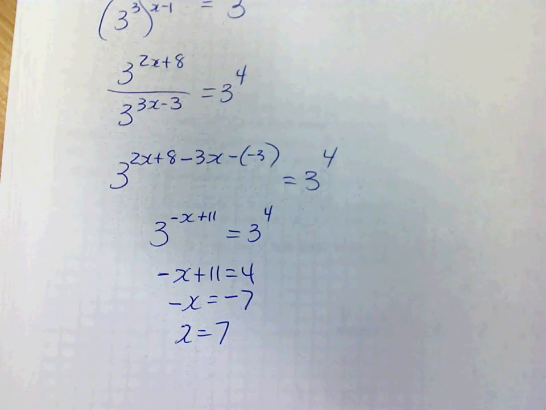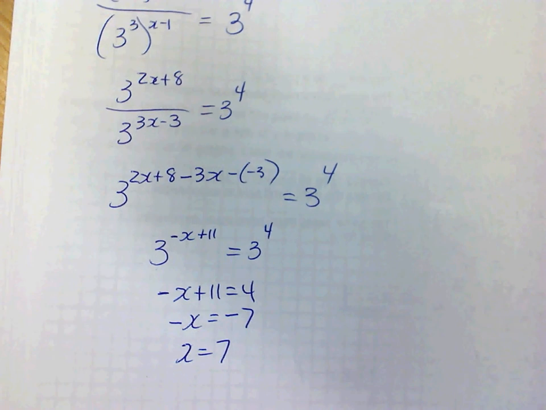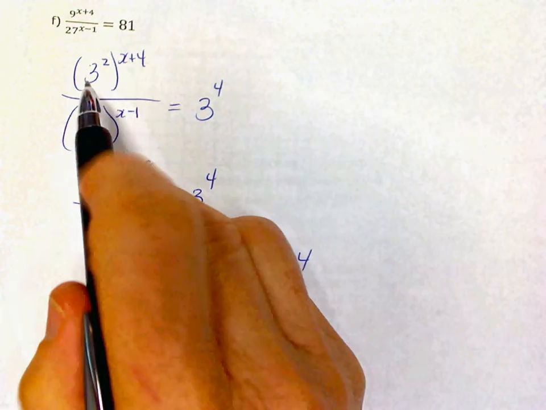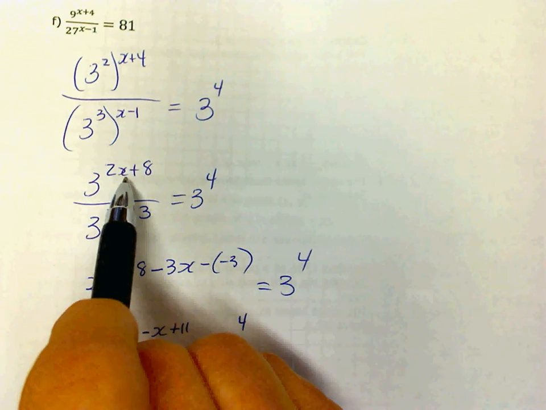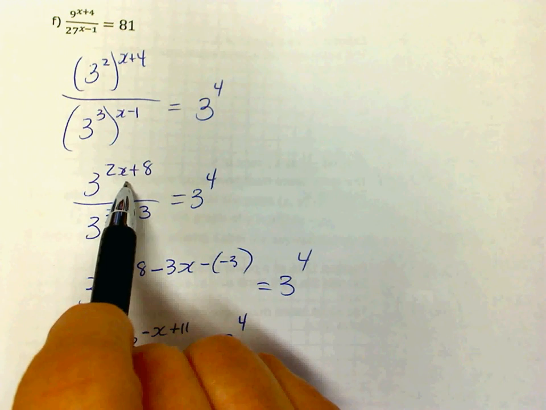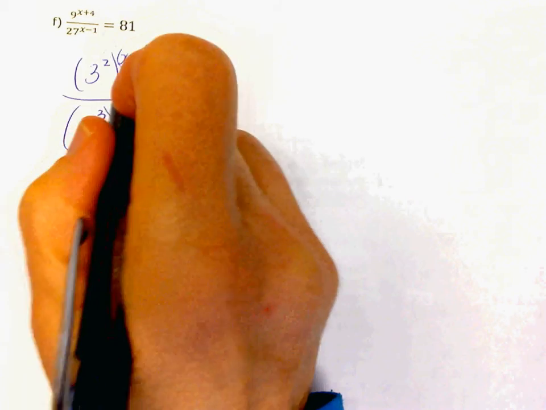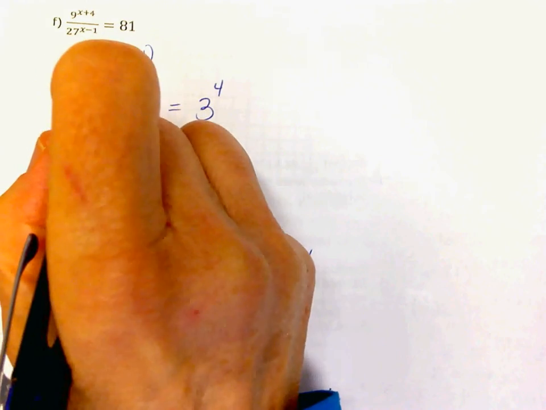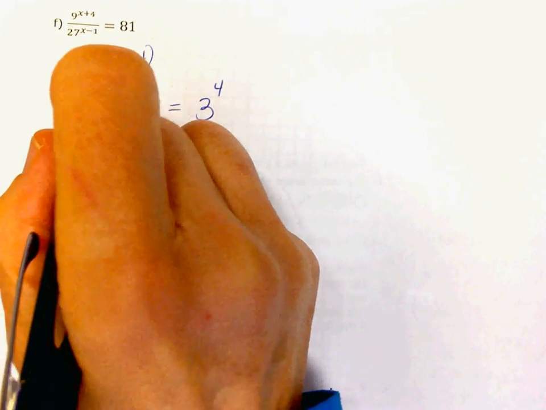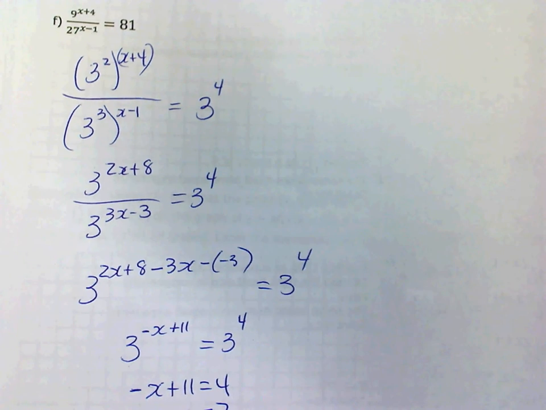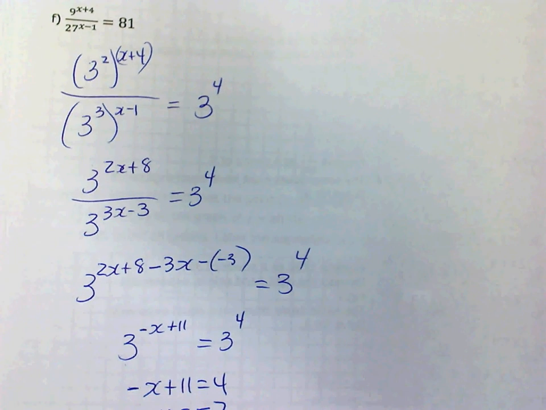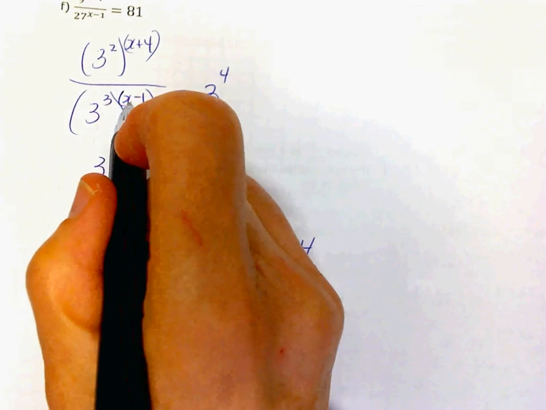Yes. When you had 3 squared to the x plus 4, and then it turned to 3 to the 2x plus 8, is that because you multiplied 4 by 2? Yeah. So in effect, this whole exponent applies to the 2. So it's 2 times x, 2 times 4. Okay. Absolutely. Same with this guy down here. 3 times x, 3 times minus 1.